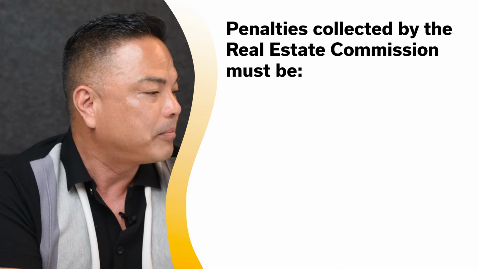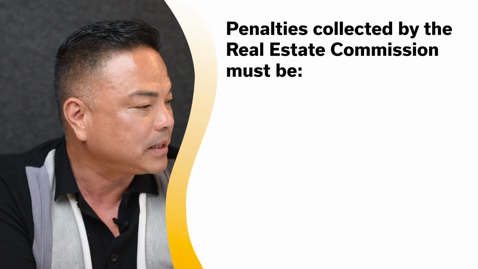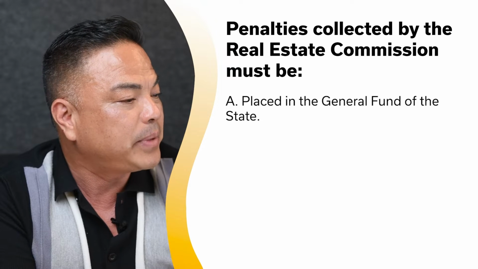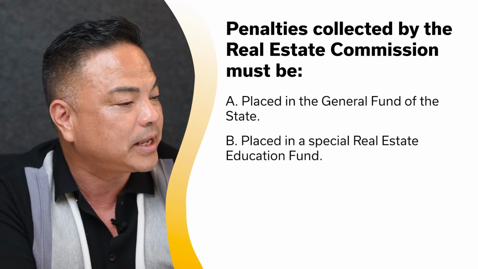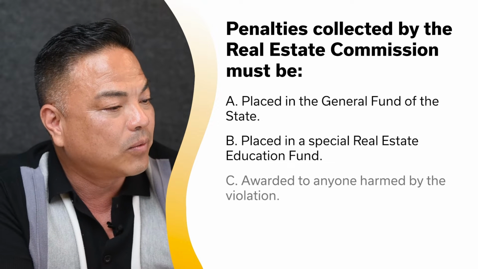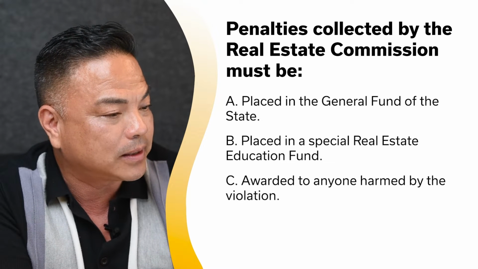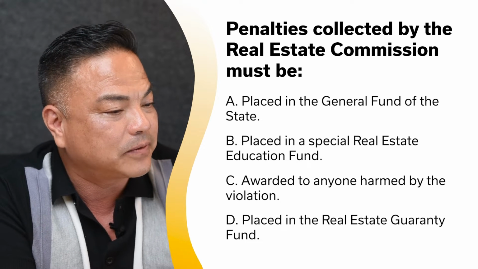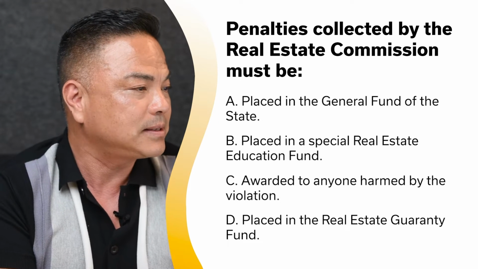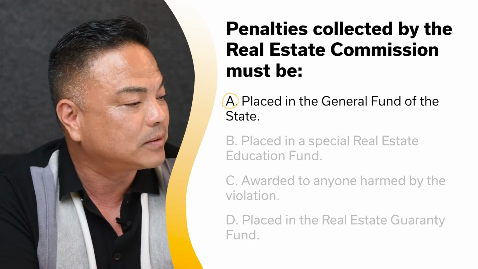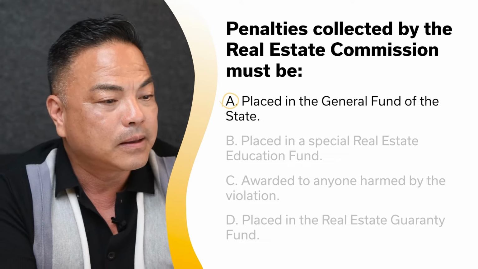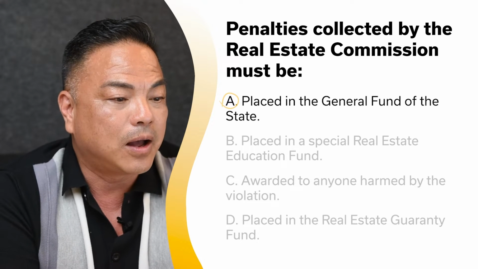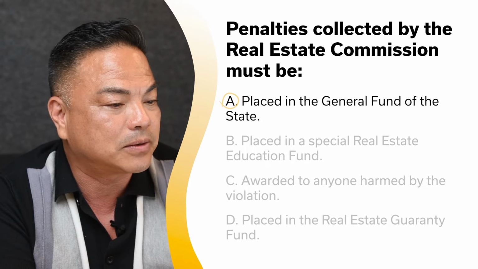Penalties collected by the real estate commissioner must be A, placed in the general fund for the state, B, placed in a special real estate education fund, C, awarded to anyone harmed by the violation, D, placed in the real estate guarantee fund. And the answer is A as in apple, placed in the general fund of the state. There is no special account for penalties collected by the real estate commissioner. All penalties collected are placed in the general fund.